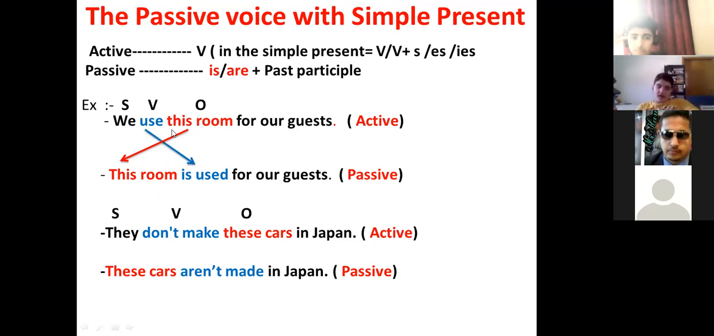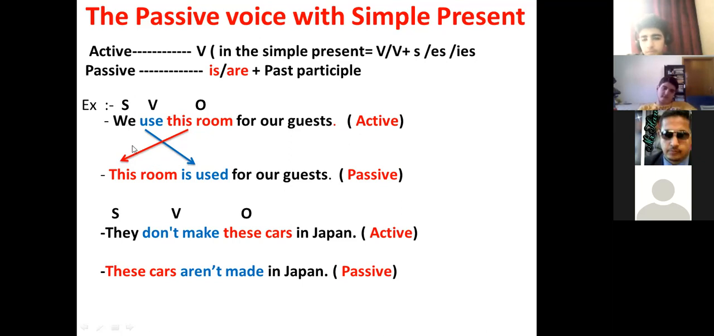We can say by us or we can not write it because there is no name. It will be useless if we write by us. So no need to write the agent in this sentence. So we can say this room is used for our guests. This is a complement of the sentence. I hope that you understood. Yes, Mister. Understood. Easy.